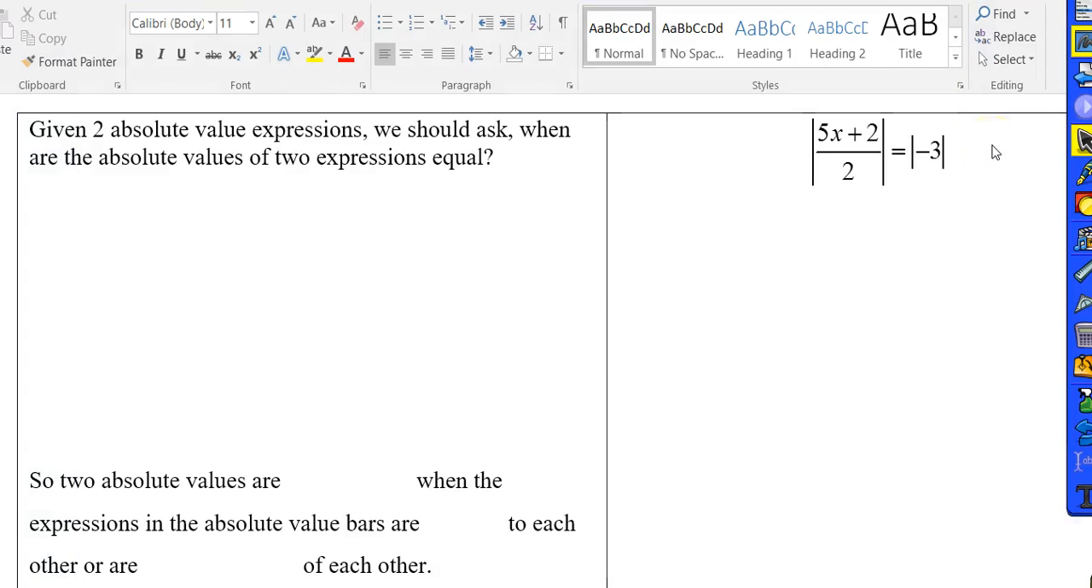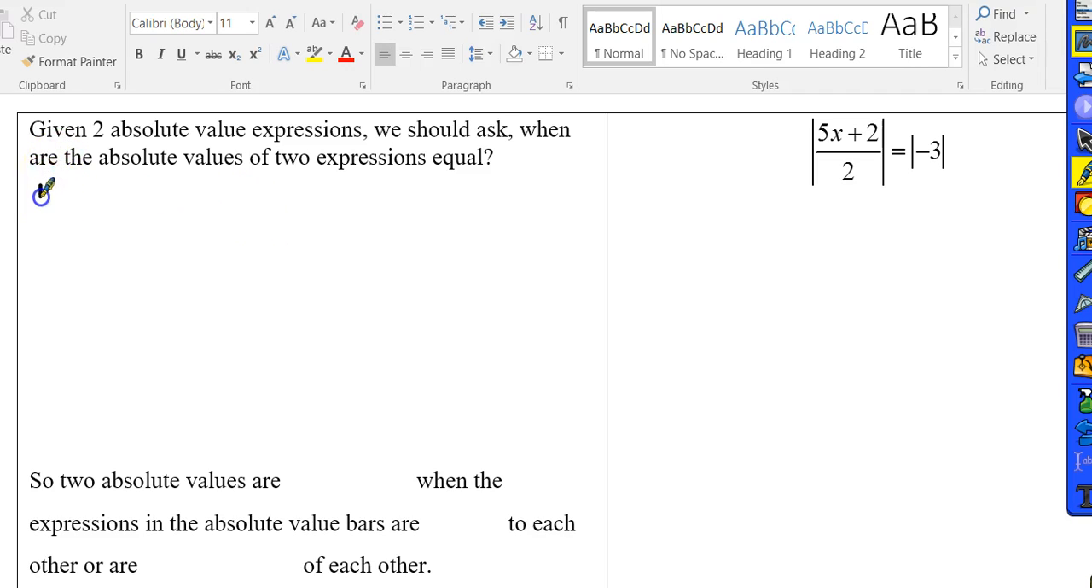And what we're going to do is write a paragraph here, and I've written most of it for you. We have a question at the top. We're going to start our paragraph with a question, answer that question, and then write our conclusion. So, given two absolute value expressions, we should ask, when are the absolute values of two expressions equal?